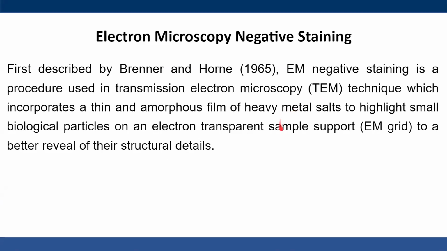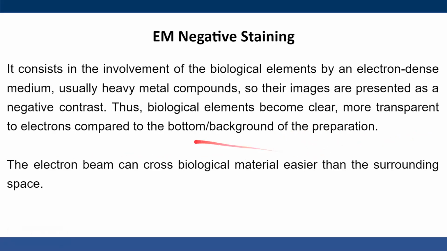It is a procedure used in transmission electron microscopy, which incorporates a thin amorphous film of heavy metal salts to highlight small biological particles on an electron transparent sample support, what we call a grid, for a better review of their structural details. It consists of the involvement of biological elements by an electron-dense medium, usually, as I said, heavy metal compounds, so the images are presented as a negative contrast.